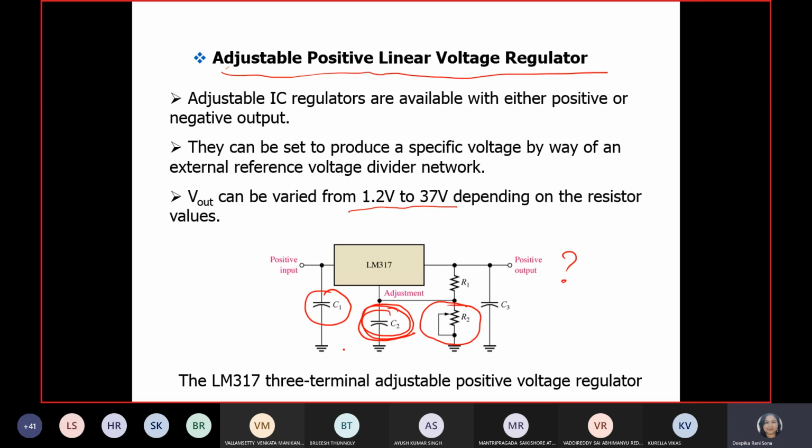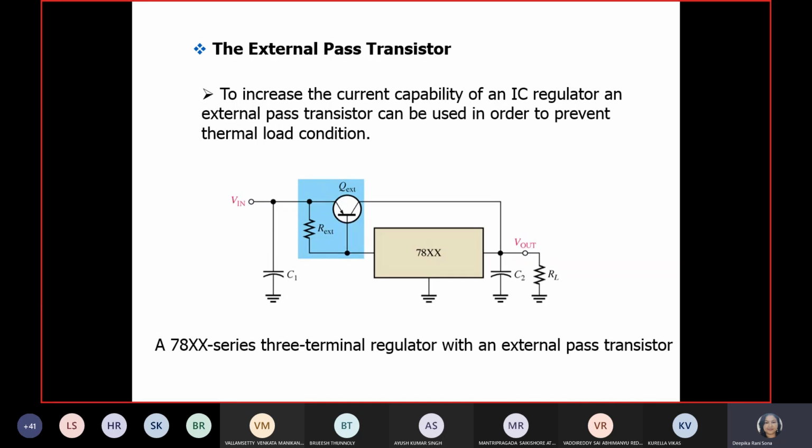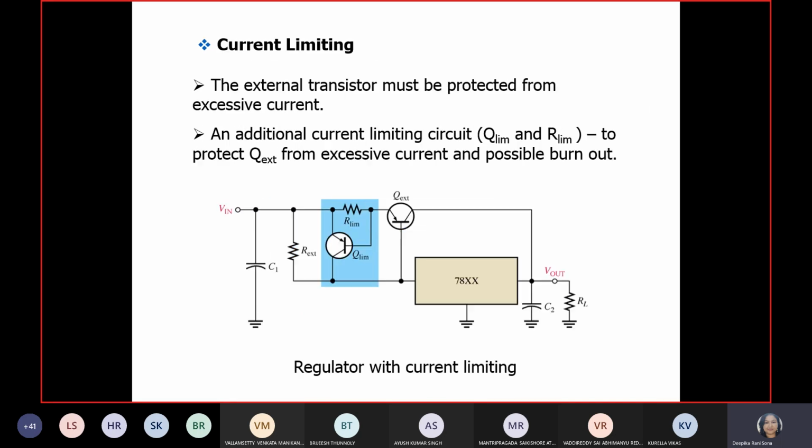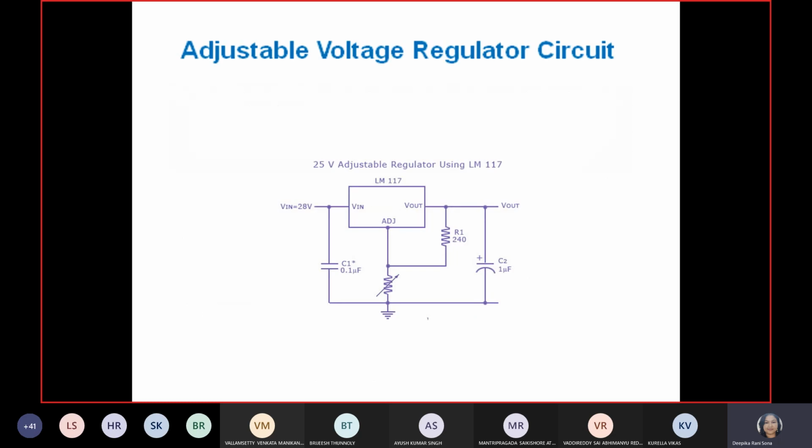So here LM317 is the 3-terminal adjustable voltage regulator. Mostly we are using this. This is the basic adjustable voltage regulator and very popular also. In most of the laboratories also we are using LM317. So now one example I'll show you. This is the basic internal circuitry of LM317.